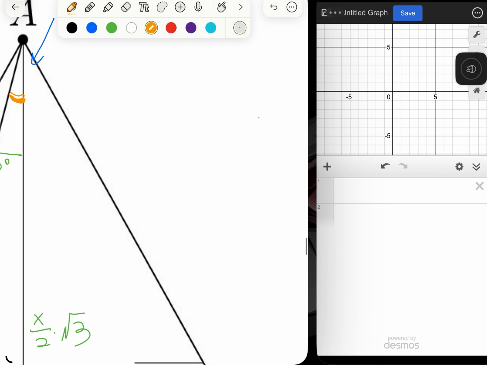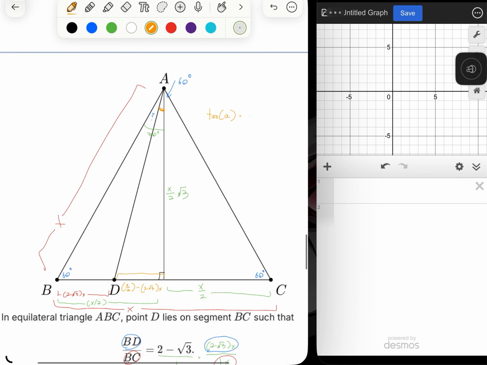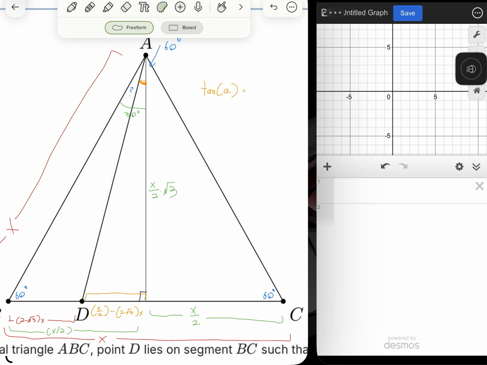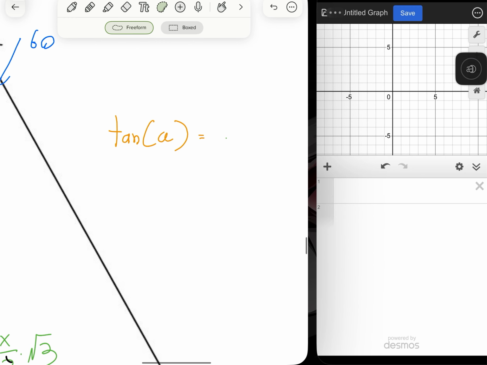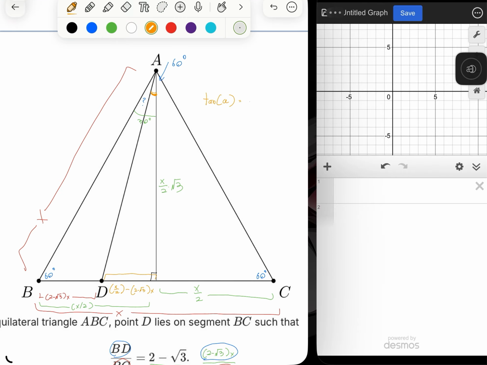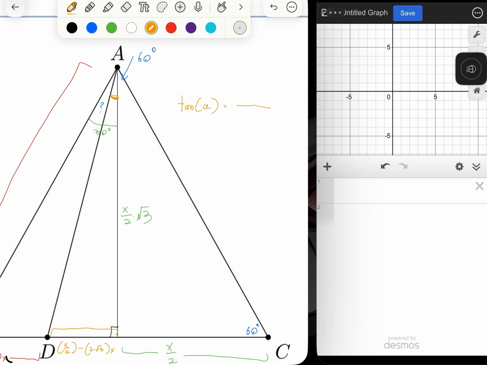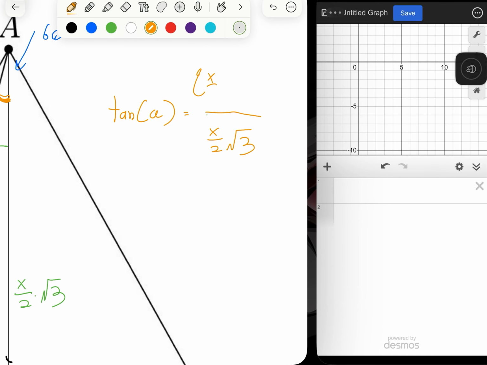So what you can do is use a trig ratio. If you have tan, and let's just call this angle A, tan of angle A, if you think back to SOHCAHTOA, is opposite over adjacent. The opposite side here is that. I'm just going to copy this. So once again, that's the opposite side over x over 2 root 3. And actually, I'm just going to write the entire thing because for some reason, there's glitching involved.